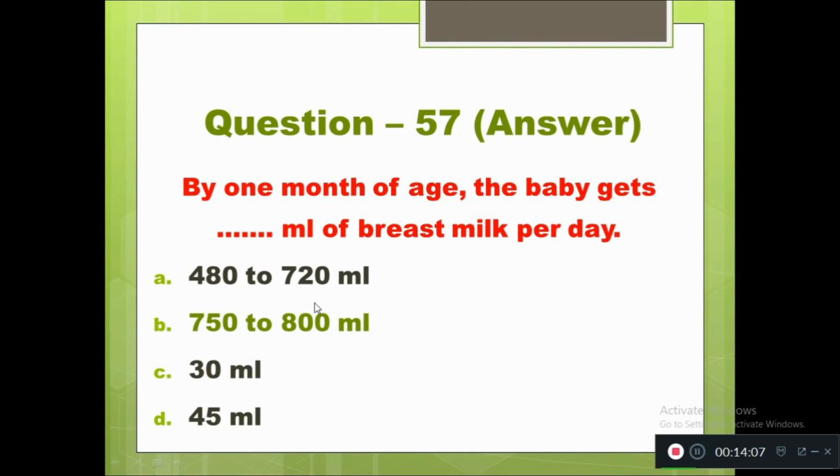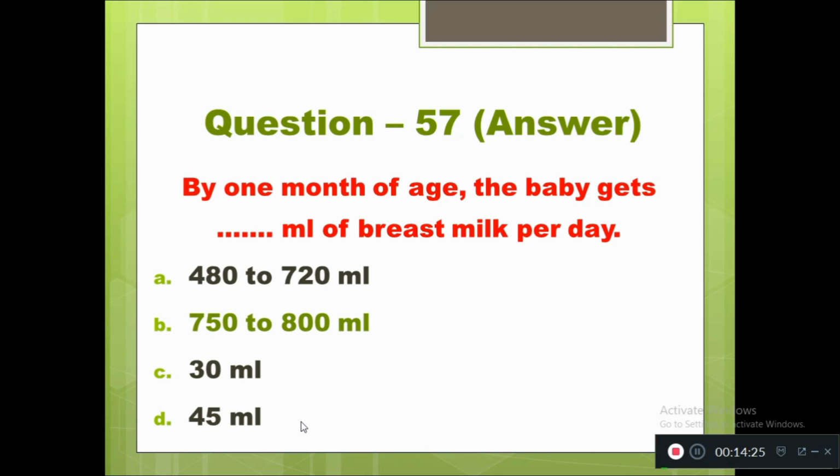So 480 to 720 ml of breast milk the baby gets by the end of 2 weeks. At the end of fourth day, 30 ml. At the end of fifth day, baby will get 45 ml of breast milk per day.